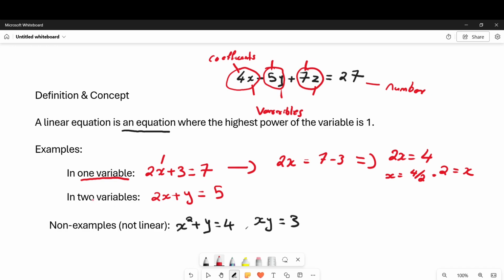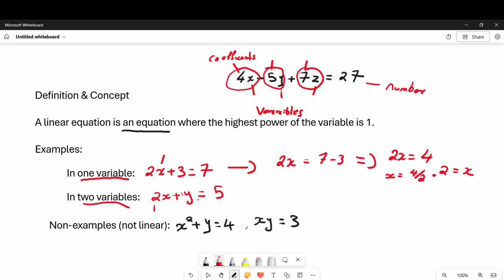But when we go to a two-variable linear equation, x and y are the two variables, and x has a coefficient of 2. y has a coefficient of 1. There's no need to write the 1, because when no number is mentioned it is assumed to be 1, and the value is 5. To solve this equation, we need some techniques, which I will explain later.